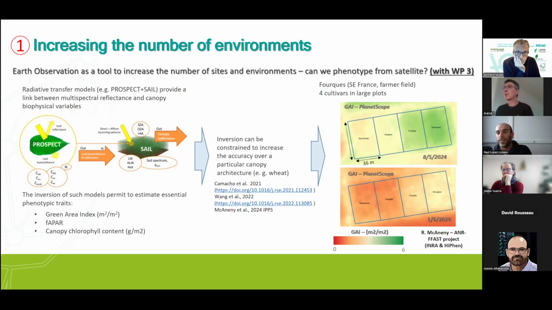So the results are, for instance, like that. This is generated from a very high resolution satellite, PlanetScope. These are maps at 3-meter resolution of the green area index. This is the result of the work of Rihanna McAneny in the National FAST project, where we can see in farmer fields 4 different genotypes.